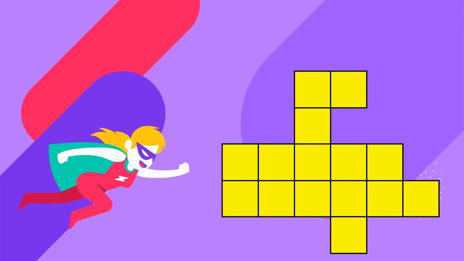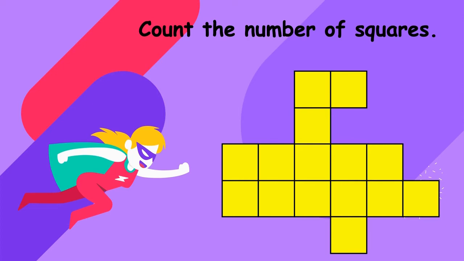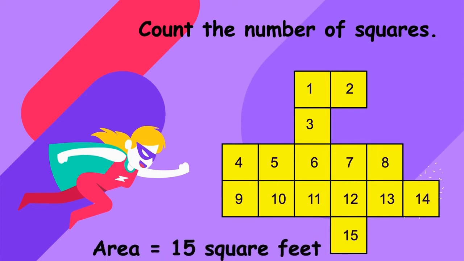Let's look at this shape. To find the area of the shape, we count the number of squares. Count with me. 1, 2, 3, 4, 5, 6, 7, 8, 9, 10, 11, 12, 13, 14, 15. That means that the area is 15 square feet. Awesome job! You superheroes are doing super duper today.